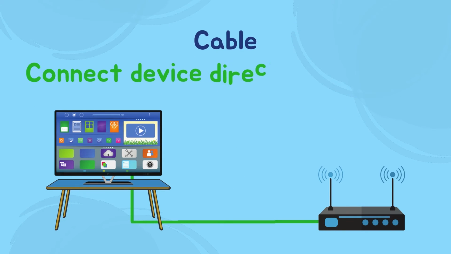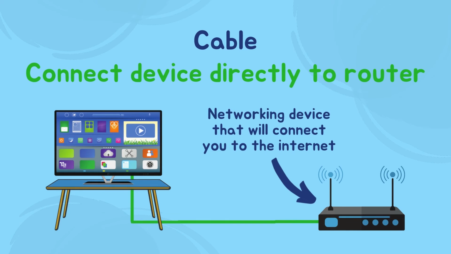Another way to connect to the internet is through wires. You can connect your computer directly to a router. A router is a networking device that will connect you to the internet. An example of a wired connection is a smart TV.